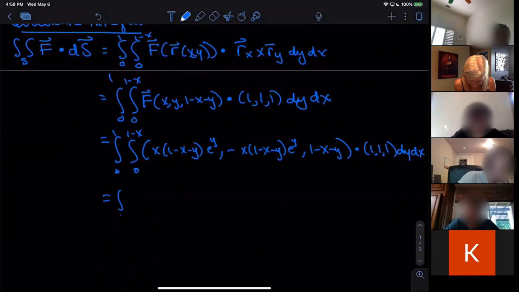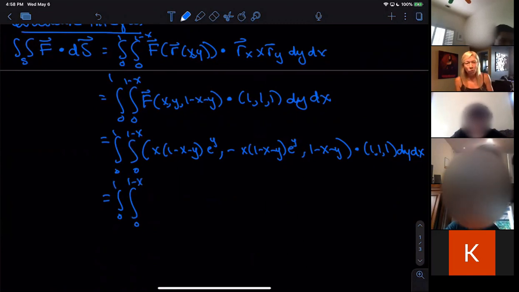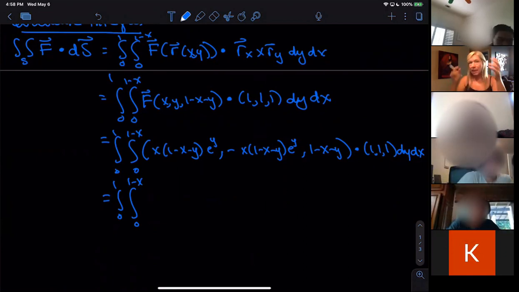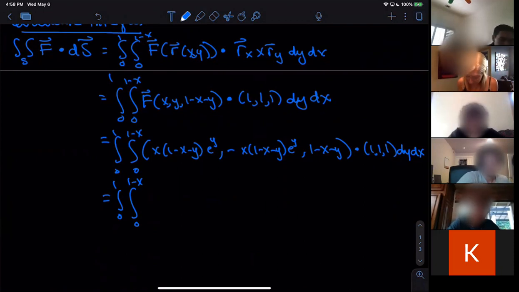I picked this problem on purpose because the integrating kind of drops away and we don't really have to worry about that too much. The hard part, the new part, is what are all the steps? How do you set it up? What do you plug in where? And then the integral, well, we're getting good at those.